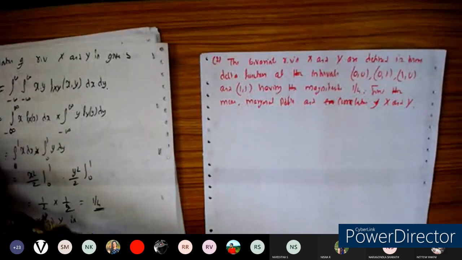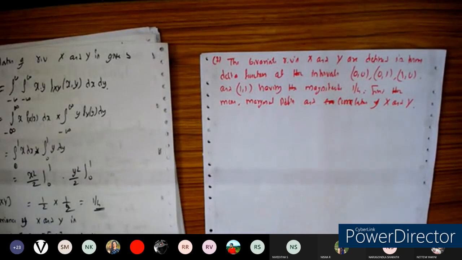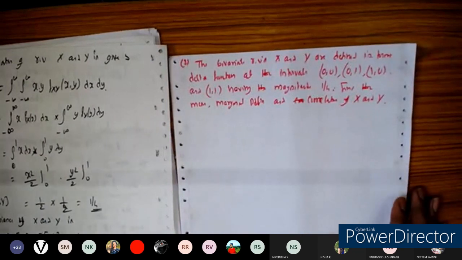So I think you can see, right? In my mobile I am not able to join. So, okay, correlation of x and y. Okay, so got it now.